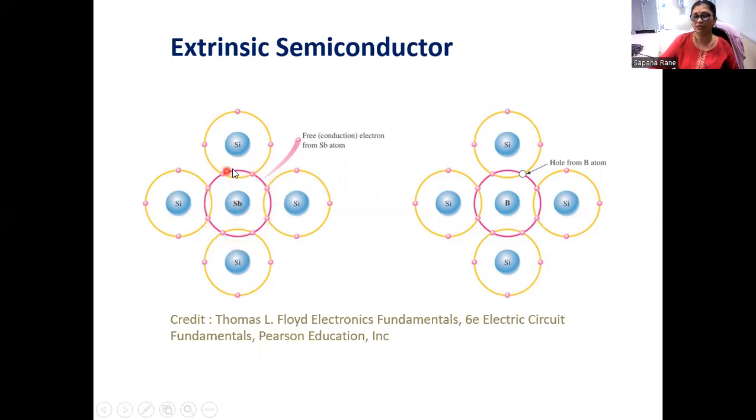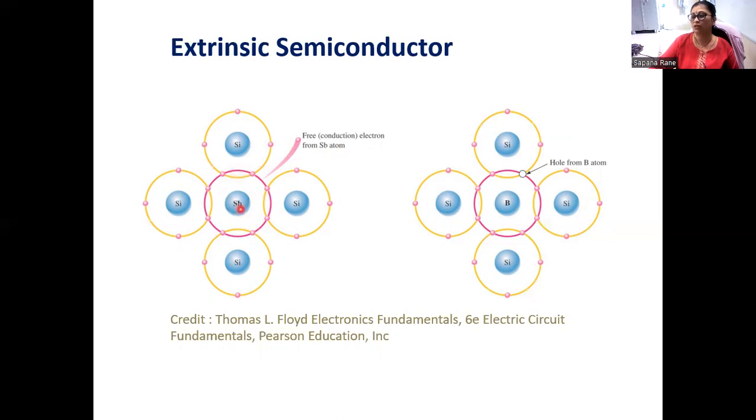What it does is share 4 of its electrons with the neighboring 4 silicon atoms, and 1 electron of antimony remains free. It cannot form any bond, and therefore it becomes free. So such free charge carriers are available in an extrinsic semiconductor, and the number of electrons present in such a semiconductor is greater than the number of holes present in the material, and therefore electrons are known as majority charge carriers, and hence this type of material is called N-type material.